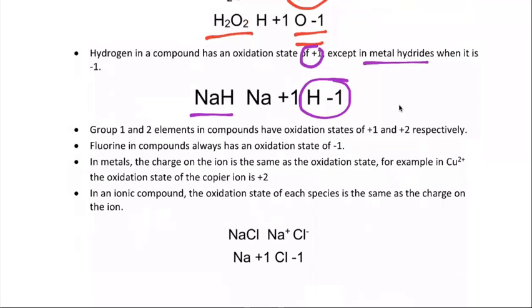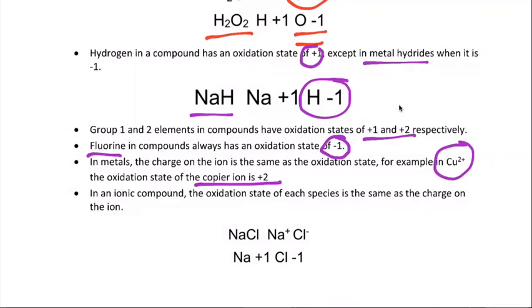Group 1 and 2 elements, so the alkali metals and alkaline earth metals, they're good. Oxidation state matches their charge, based on the group or column number they're in. Fluorine is a halogen. Fluorine is always -1, so that matches the charge for that column of halogens. The rest of the halogens don't always follow that though. In metals, the charge on the ion is the same as the oxidation state. For example, if I have Cu2+, that means that the oxidation state of that copper ion is +2.